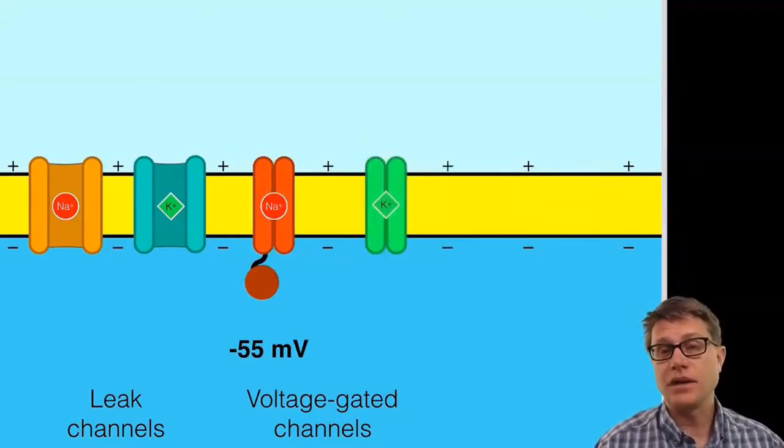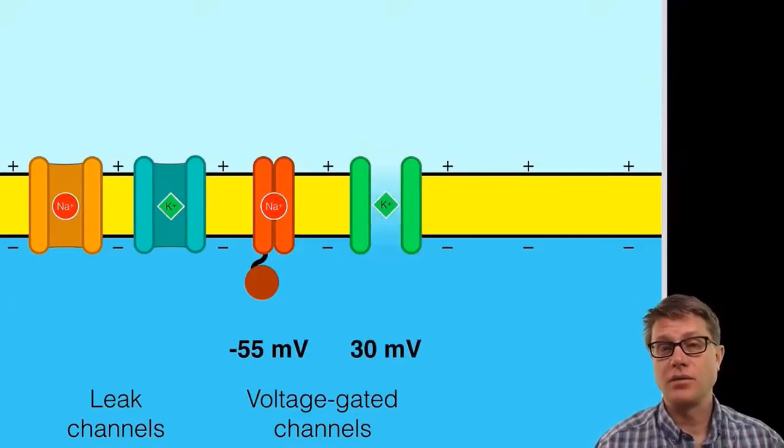There's also potassium voltage-gated channels as well, and they're going to open when the voltage becomes around 30 millivolts. They'll open wide open. What is that going to do? It only allows the passage of potassium. Potassium is going to move outside of the cell.